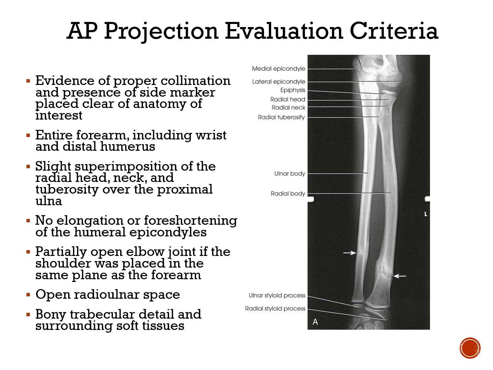Slight superimposition of the radial neck, the head, and the tuberosity over the proximal ulna. We should see no elongation or foreshortening of the humeral epicondyles. They should be parallel to the image receptor. We should have an open elbow joint if the shoulder was placed in the same plane as the forearm, and an open radio-ulnar space.